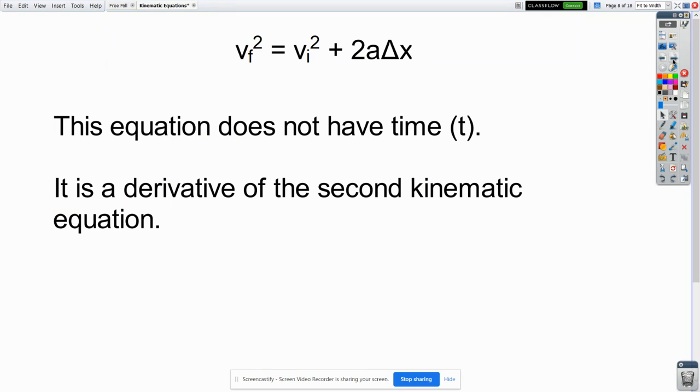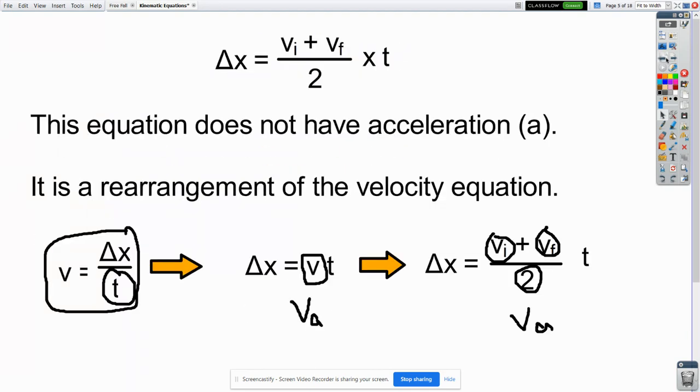This is the final kinematic equation, Vf squared equals Vi squared plus 2a delta x. This is the no time equation. The final velocity squared is equal to the initial velocity squared plus 2 times acceleration times displacement. This is a derivative of the second kinematic equation. This one right here is derived from this equation right here.